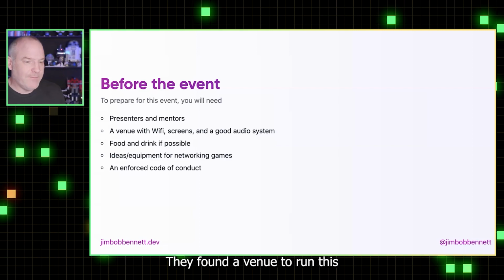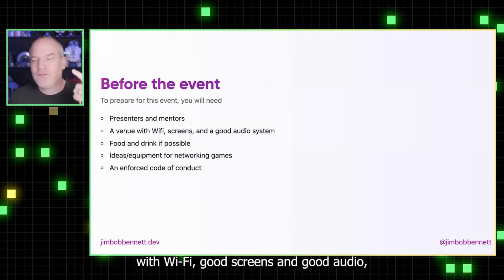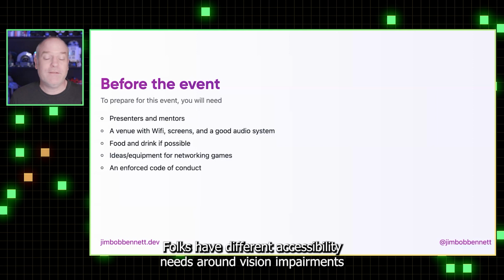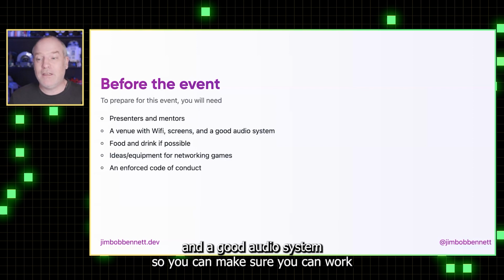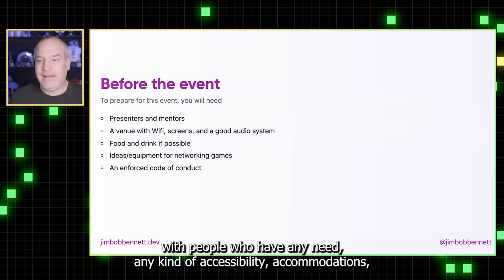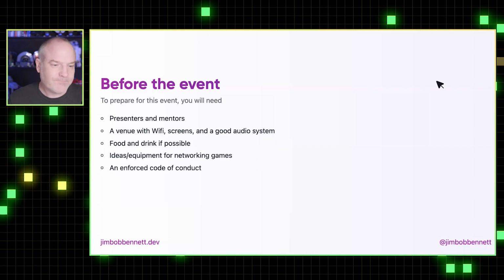Then you need to find a venue to run this with Wi-Fi, good screens, and good audio. Folks have different accessibility needs around vision impairments or hearing impairments. So you need to have good screens and a good audio system so you can make sure you can work with people who need any kind of accessibility accommodations.